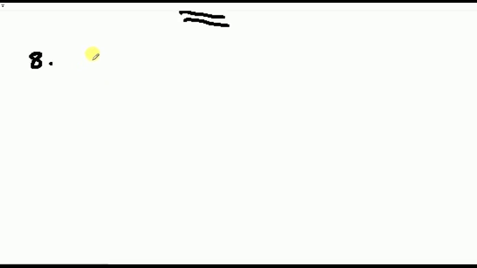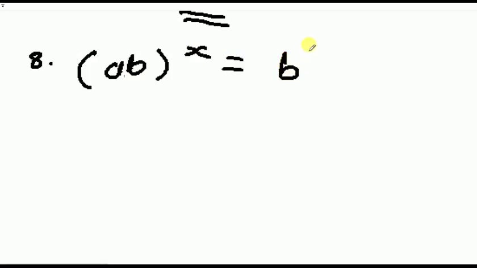It will be open bracket AB close bracket to the power x. This will give us A to the power x and B to the power x. You can also write A on this side and B on this side. It still means the same thing.